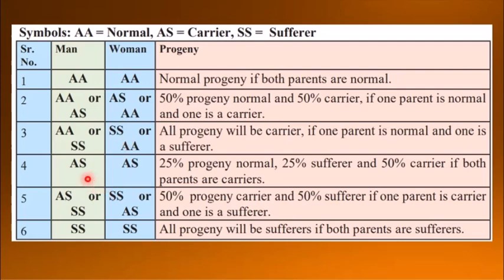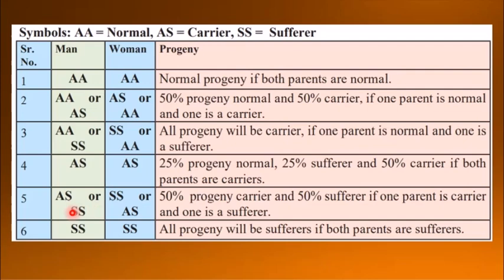Next, if both are carriers, then there will be chances that 25% of their progeny will be normal, 25% of the progeny can be sufferers, and 50% can be carriers.